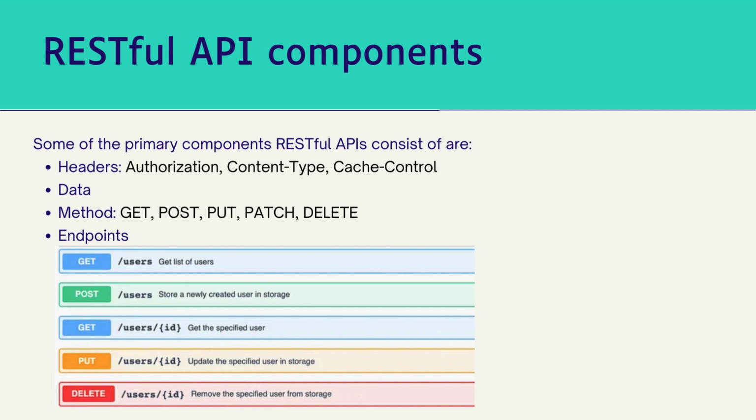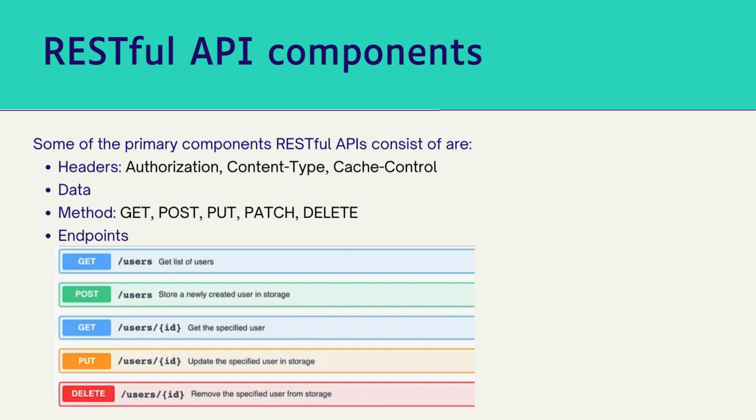And let's give some information about the components of RESTful APIs. Some of the primary components are headers, data, methods, and endpoints. Headers: with the help of HTTP headers like authorization, content type, and cache control, RESTful APIs manage their information. And authorization headers determine which users can access which resources. Role-based access control is a common method for this.